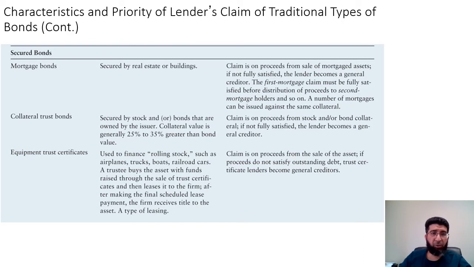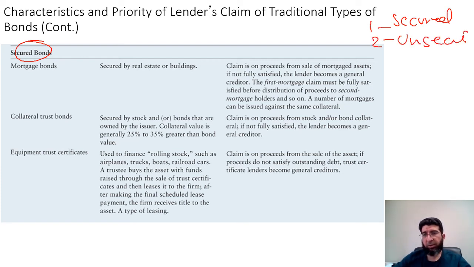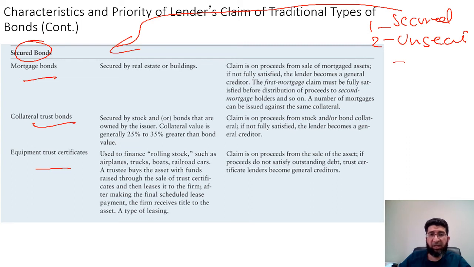Then come the secured bonds. So on the whole, you can see that the secured bonds will be paid first and then the unsecured. Within unsecured, the payment will be done first to the debentures and then subordinate debentures and then income bonds. Within the secured bonds, we have the mortgage bonds, collateral trust bonds, and equipment trust certificates. These are secured by certain assets, hence they will be paid first.